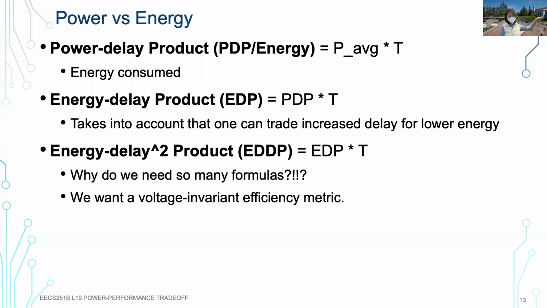The first one: when you hear people talking about power delay product, it's basically energy, just a fancy way of saying energy, because we're doing power multiplied by delay. So this power delay product is basically energy, and it has the same trade-off we mentioned before with power versus energy.